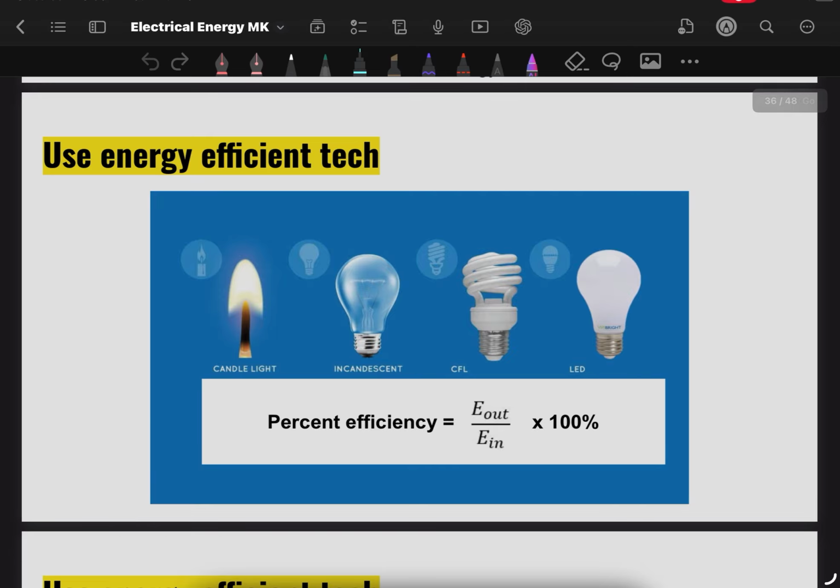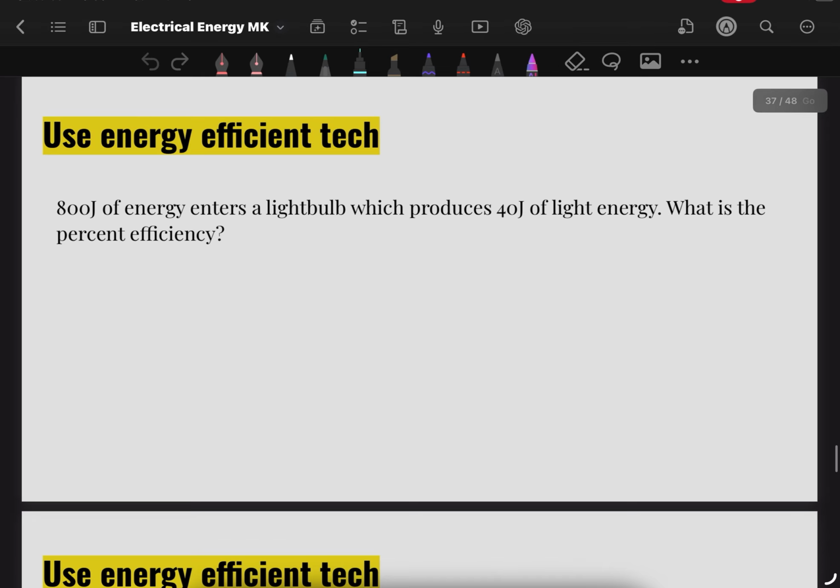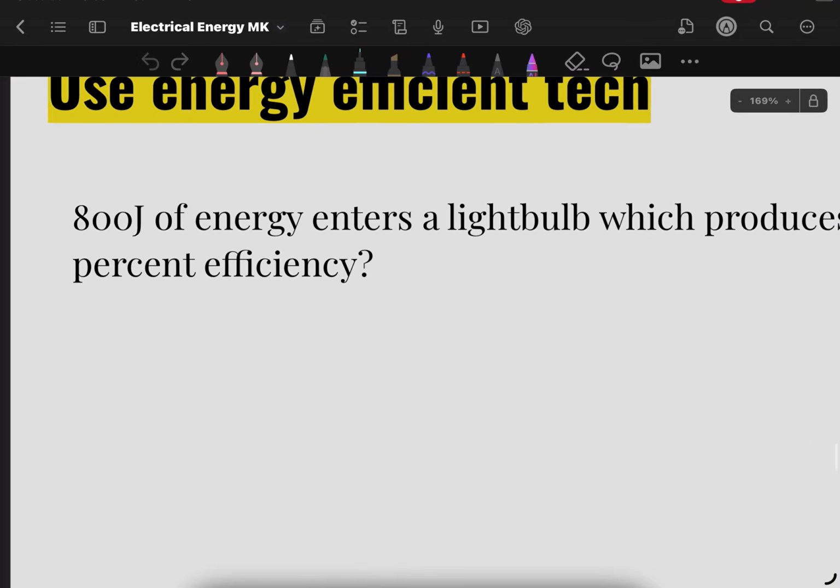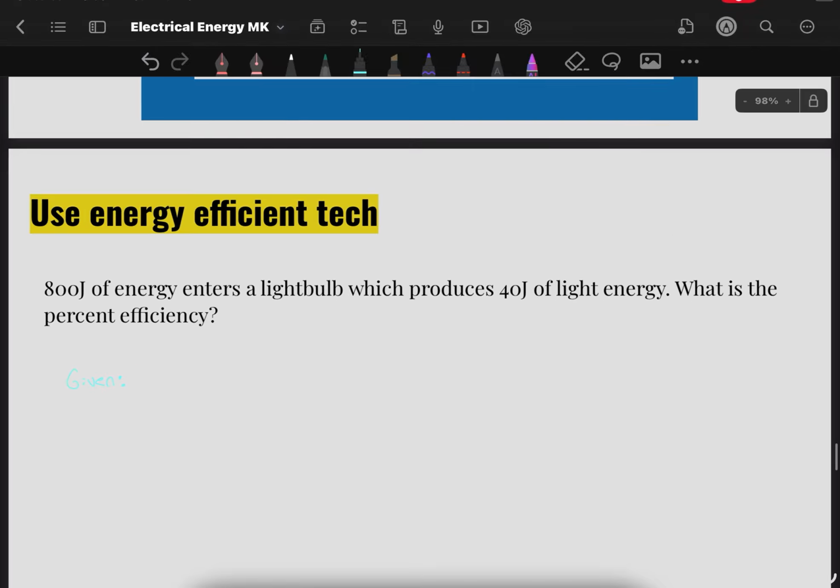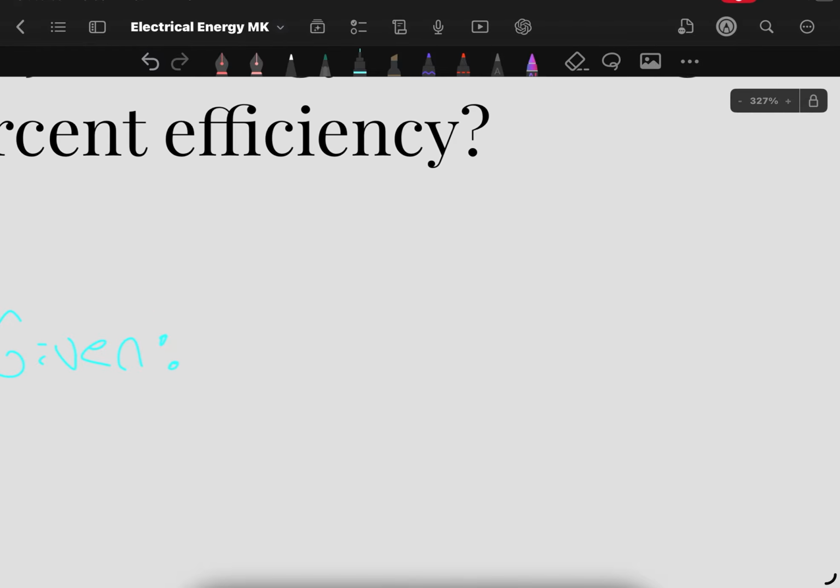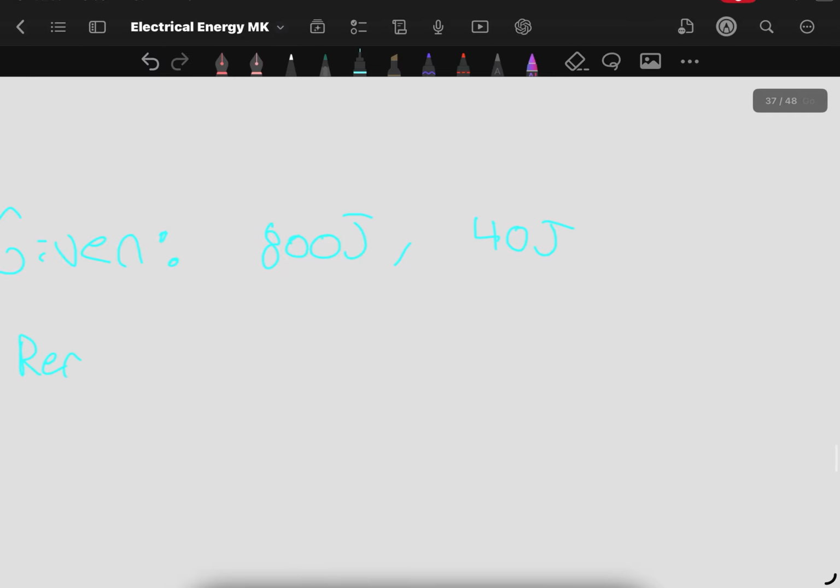So let's go ahead and try some practice problems. Here we're going to be using the GRASP method. Basically, it's the given, required, analysis and solution, and paraphrase. So let's go on to it. We're given, let's first read out the question. There's 800 joules of energy entering a light bulb, which produces 40 joules of light energy. What is the percent efficiency? Now it's given that the total energy in is 800 joules. The output is 40 joules. And we need to find the percent efficiency.